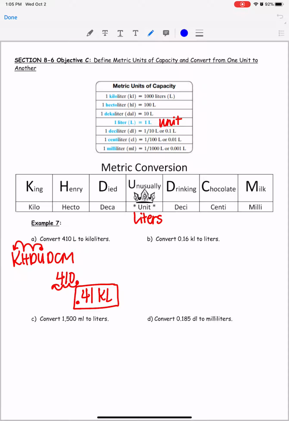Convert 0.16 kiloliters to liters. King Henry died unusually drinking chocolate milk. I'm starting here and I'm going to my unit, my liters. So we're going over 1, 2, 3 times. So in this 0.16, we are moving this decimal 1, 2, 3 places over. Add your 0. So this is the same as 160 liters.